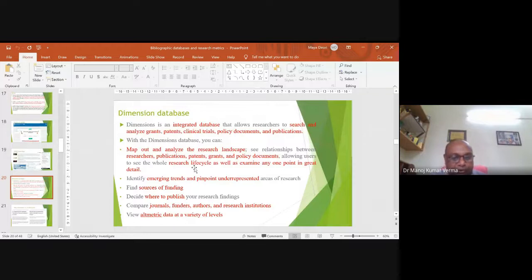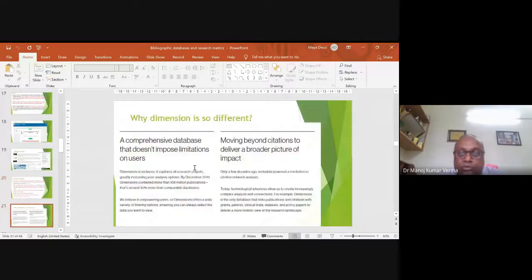It lets you view Altmetrics data at a variety of levels. Nowadays there is a lot of use of social media, so Dimensions also provides the Altmetric score. From here, you can analyze the online attention score. For your article, we can analyze how much online attention it is getting.